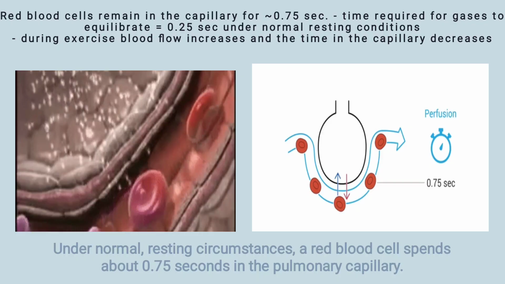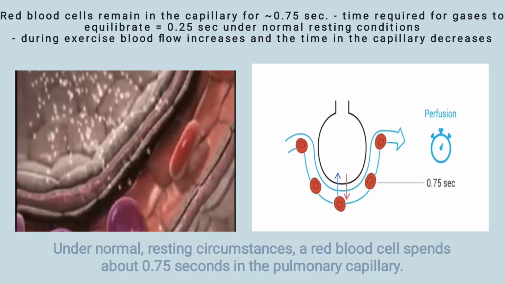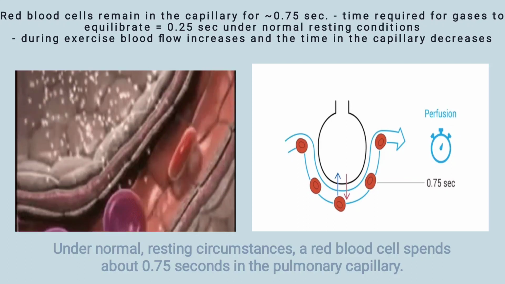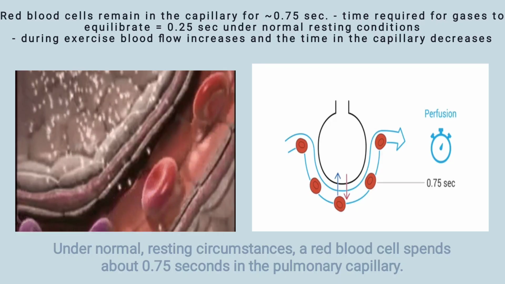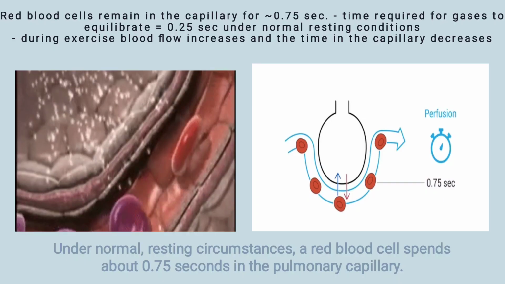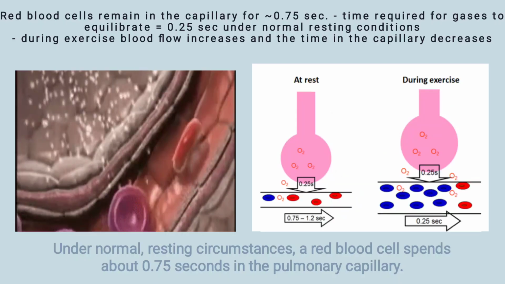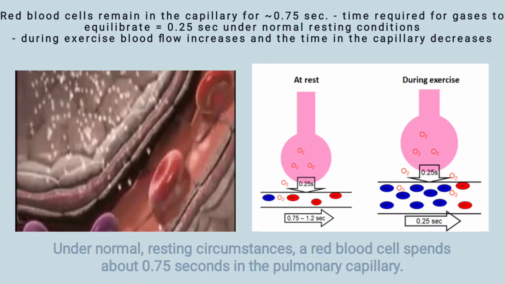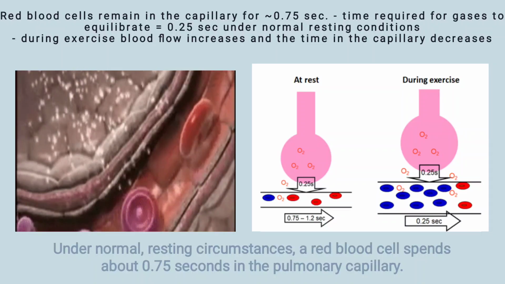The remaining 0.5 second acts as a safety factor, because when we exercise the rate of flow will increase, so that will decrease the transit time. If the transit time is decreased from 0.75 second to say 0.25, the oxygen uptake from the alveoli will still be adequate. So 0.75 second is the time at the resting state. In exercise, when the rate of flow is increased, the transit time may be reduced to 0.25, and in that reduced time also, adequate oxygen can be taken up by the RBC.